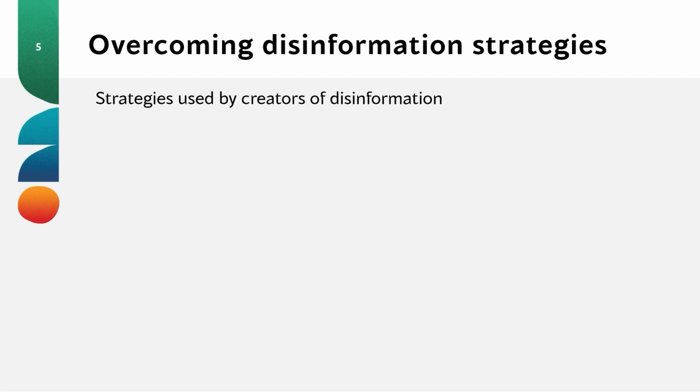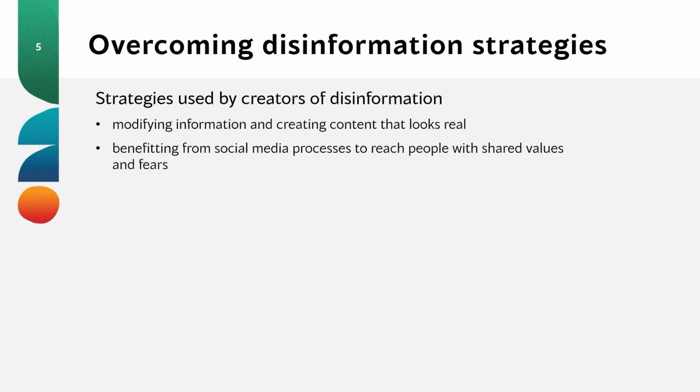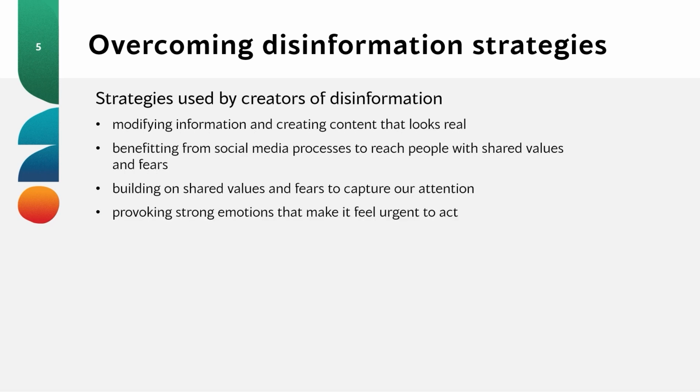These include modifying information and creating content that looks real, benefiting from social media site processes to reach people with shared values and fears, building on those shared values and associated fears to capture our attention, provoking strong emotions that make it feel urgent to share, and overwhelming us with information so we don't know what to believe. Understanding how mis- and disinformation work helps us to develop strategies to identify it and stop its spread.